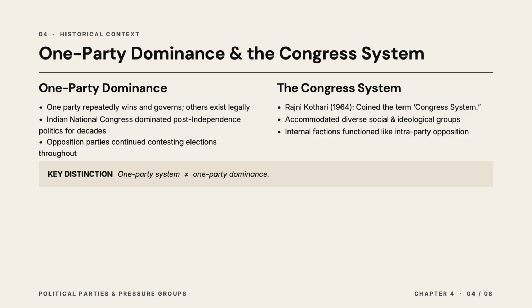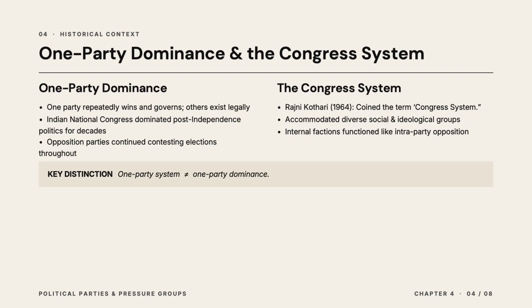But the one thing about the Congress system that you will see when Rajni Kothari wrote was that the Congress system accommodated diverse social and ideological groups. I told you that political parties have their ideologies, right? In India, they follow whatever suits them. One moment they'll support the Hindus, one moment they'll support the Muslims. It's a little embarrassing, but that's how we work, right? It's a land of diversity.